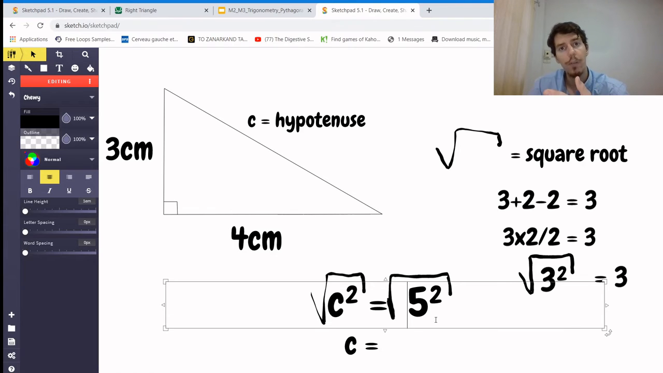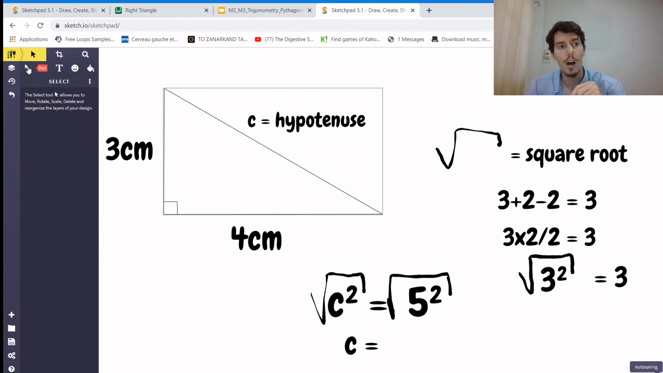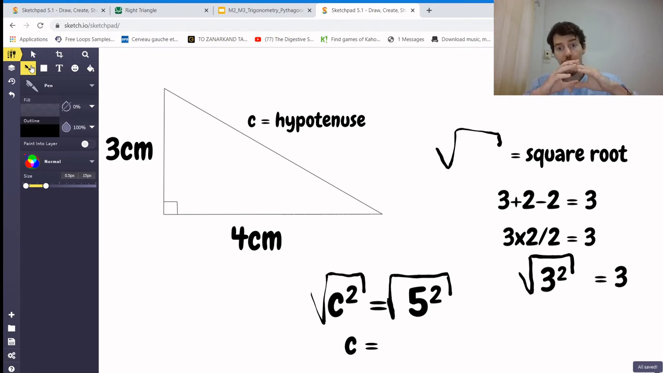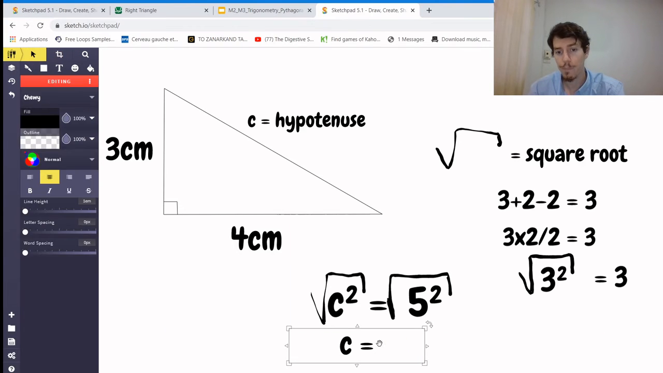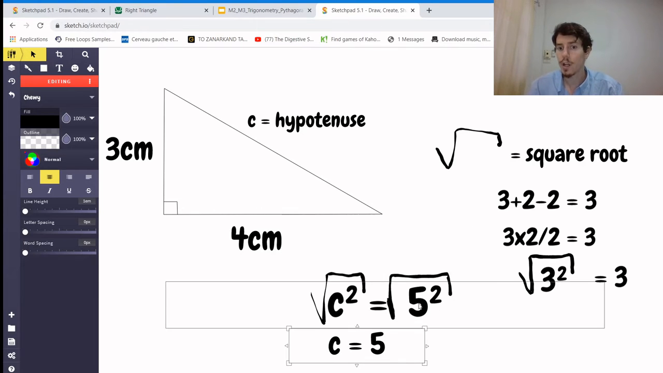So if I write 25 like this, 5 squared, and we take the square root, the square root and the square cancel each other. So we just have c equals 5. And this is what we found before with the easy way. We could do it before because here the numbers are very nice, because 25 is 5 squared.